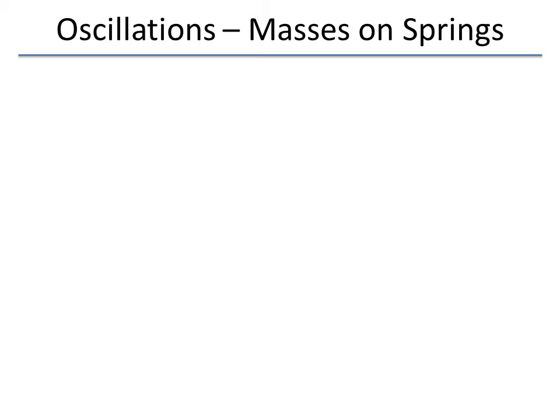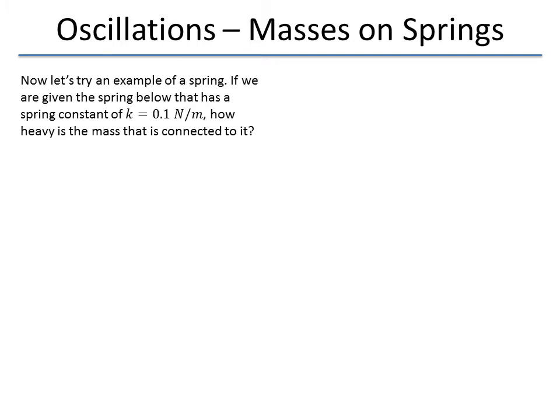Now that we've seen the spring mass system and a little bit of periods and oscillations, let's actually try our hand at an example. So the example we're going to use is just our classic spring mass. Yes, I am using the same picture again.